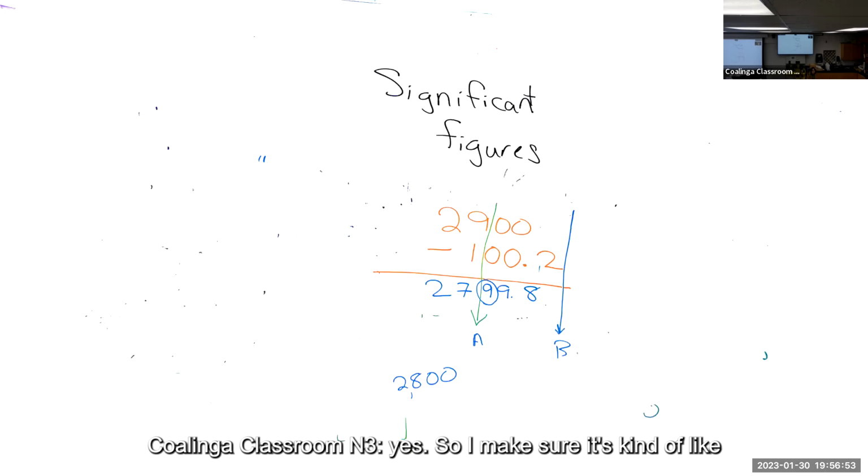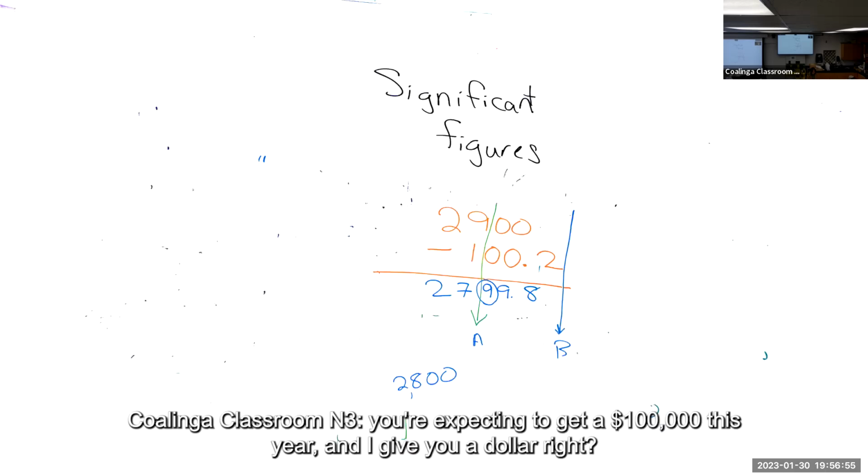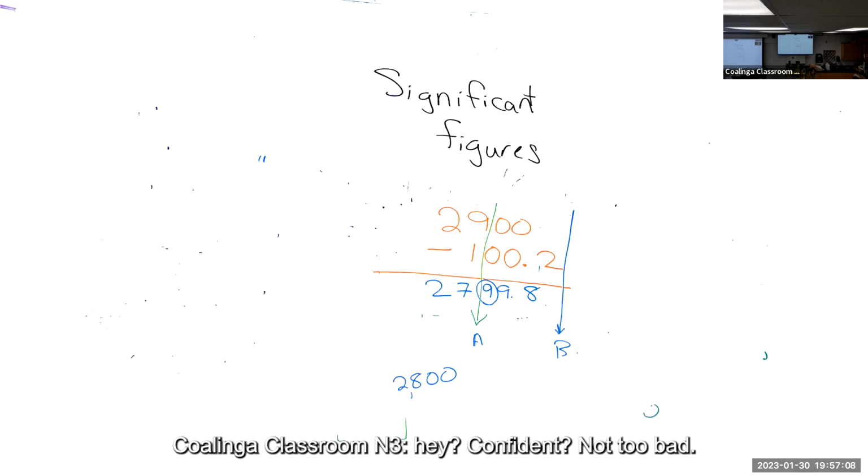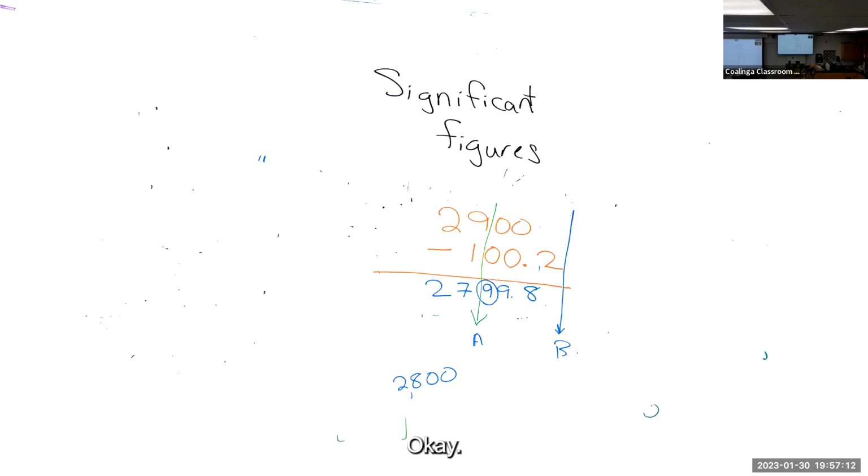So we want to make sure. It's kind of like you're expecting to get $100,000 this year, and I give you $1, right? Is that the same? No. You'd be a little upset with me, right? Okay. Feeling confident? Not too bad? Very good class. Make it easy.